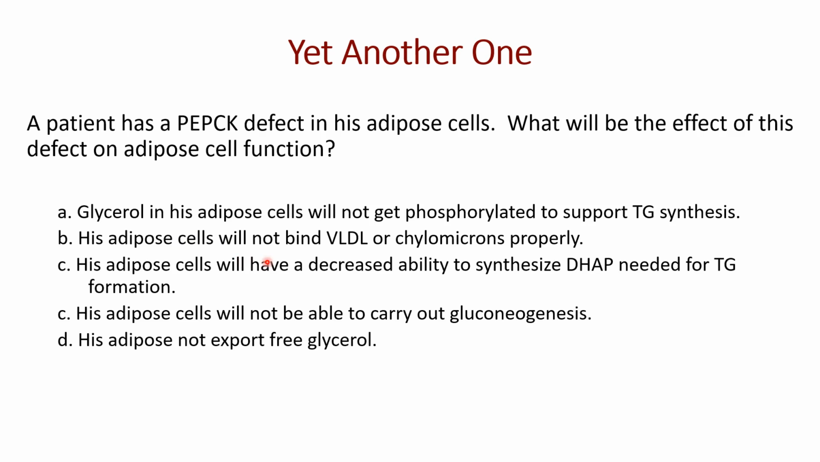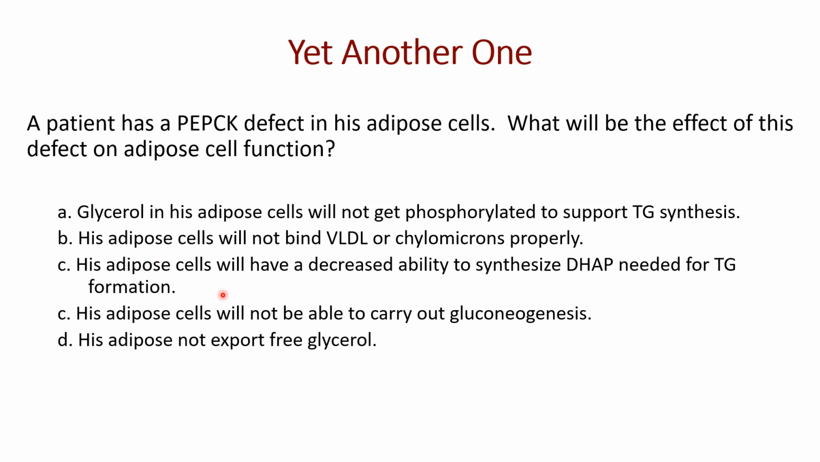His adipose cells will not bind VLDL or chylomicrons properly. Well, that's going to be due to the LPL, the lipoprotein lipase, and that apoprotein C2. So again, that has nothing to do with gluconeogenesis or triglyceride formation. His adipose cells will have a decreased ability to synthesize DHAP needed for triglyceride formation.